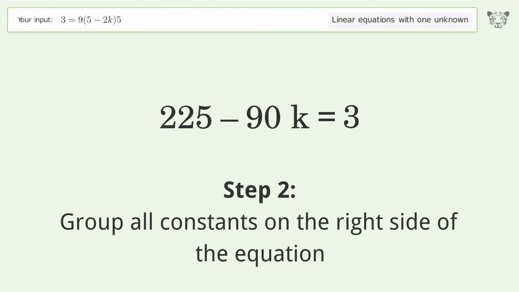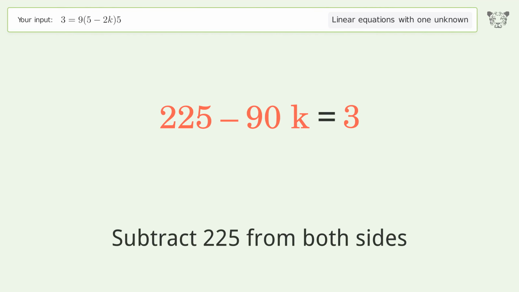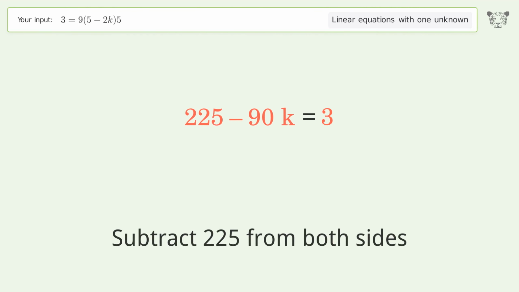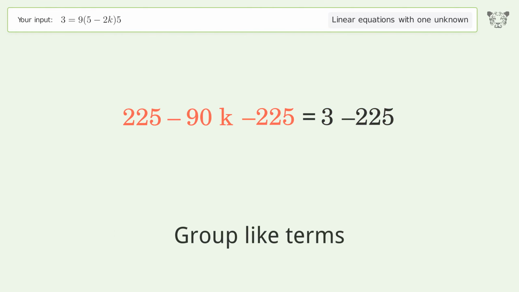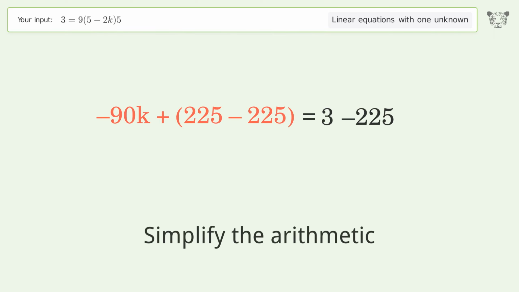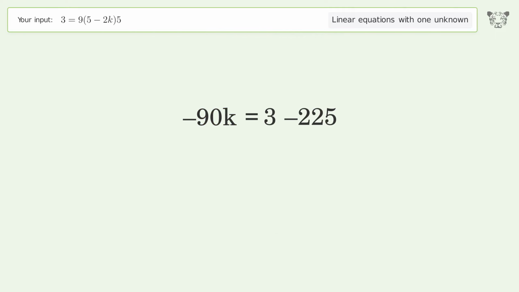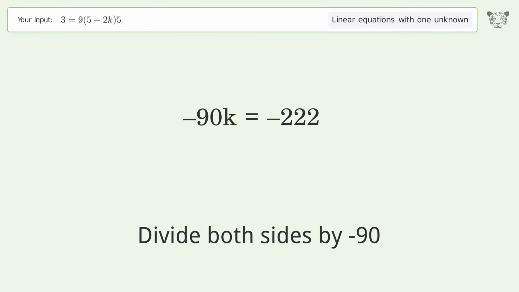Group all constants on the right side of the equation. Subtract 225 from both sides. Group like terms. Simplify the arithmetic. Isolate the k. Divide both sides by -90.